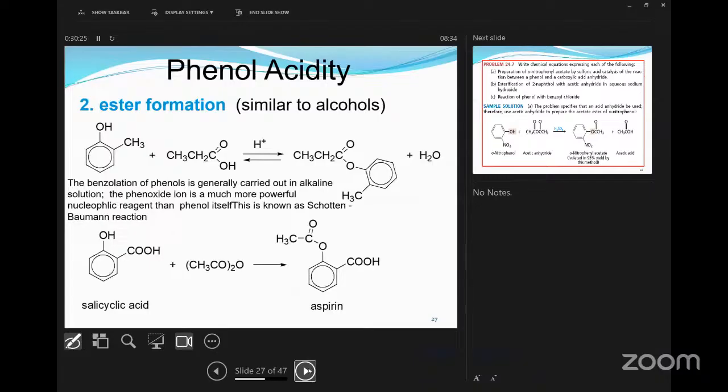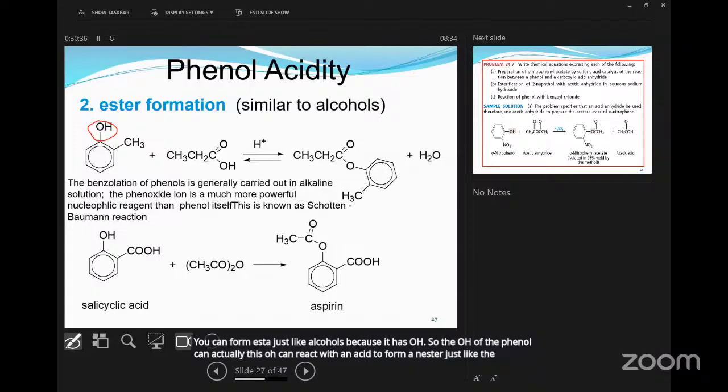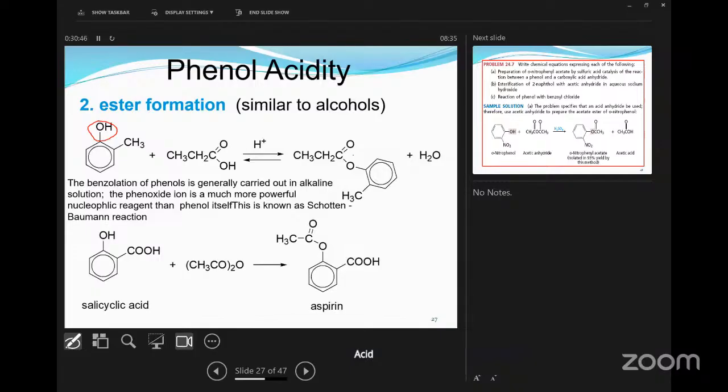It can form ester just like alcohols because it has OH. So the OH of the phenol can react with an acid to form an ester, just like the normal esterification reaction. So it can undergo esterification reaction. We all know that esterification reaction occurs in the presence of acid. The catalyst used is always acid.